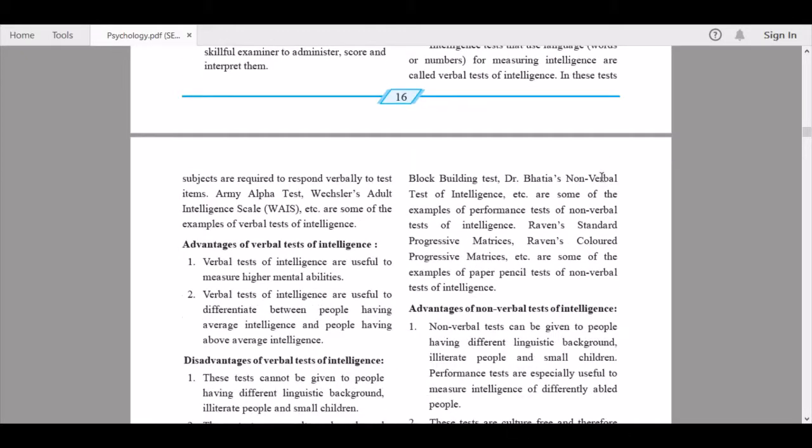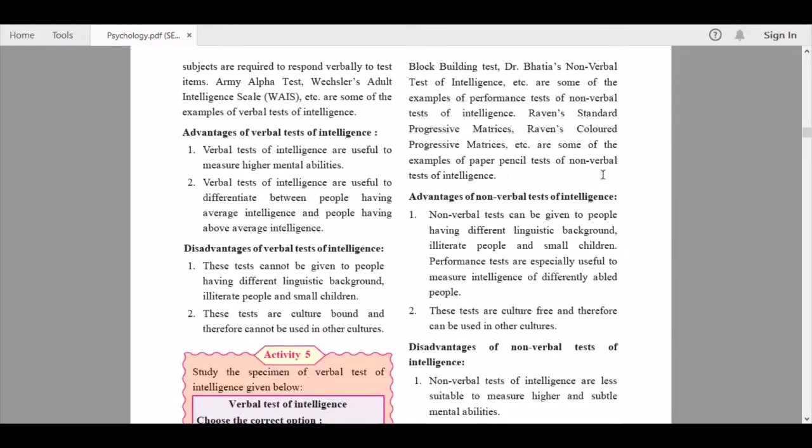Here we discuss the advantages. The first one being verbal tests of intelligence are useful to measure higher mental abilities. Second, verbal tests of intelligence are useful to differentiate between people having average intelligence and people having above average intelligence. Then we continue to the disadvantages of verbal tests of intelligence. These tests cannot be given to people having different linguistic backgrounds, illiterate people and small children. These tests are culture bound and therefore cannot be used in other cultures.